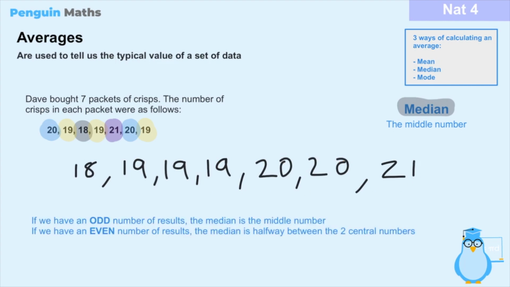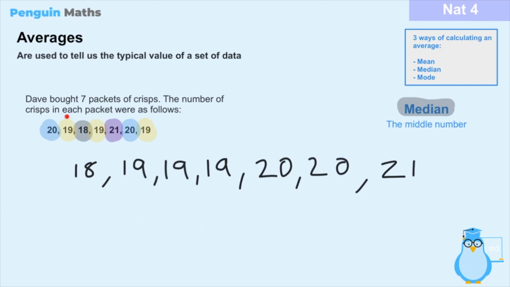So basically, if we have an odd number of results, then the median would just simply be the middle number. And if we have an even number of results, then the median is halfway between the two central numbers. So I'll show you what this means right now. So we said that we have 7 packets of crisps, which means we have 7 results. So that means we have an odd amount of results.